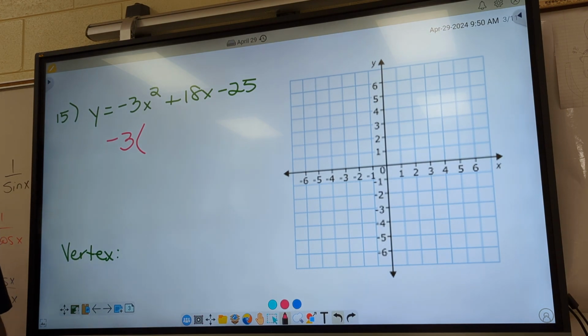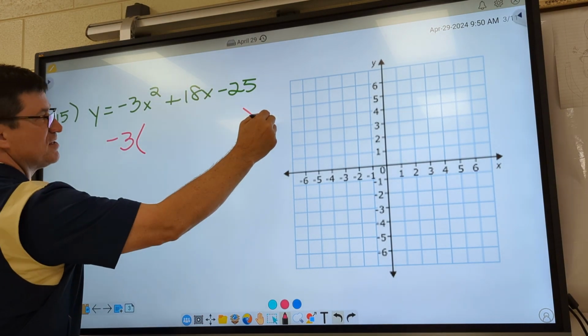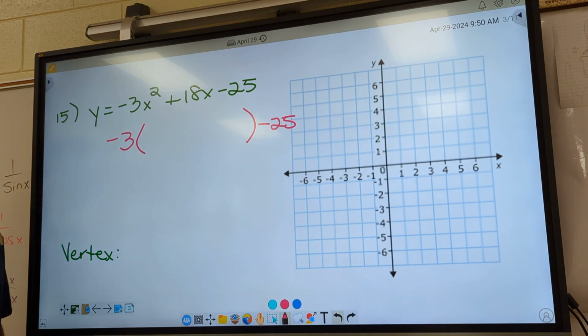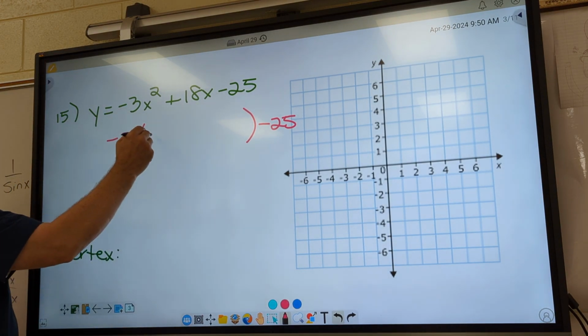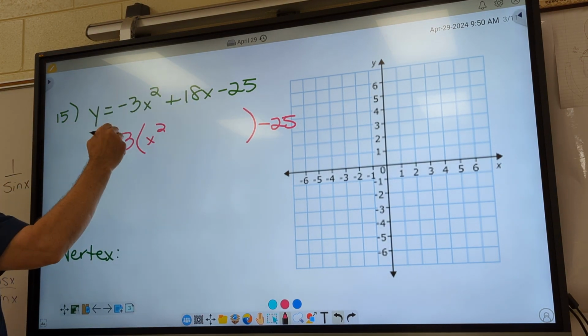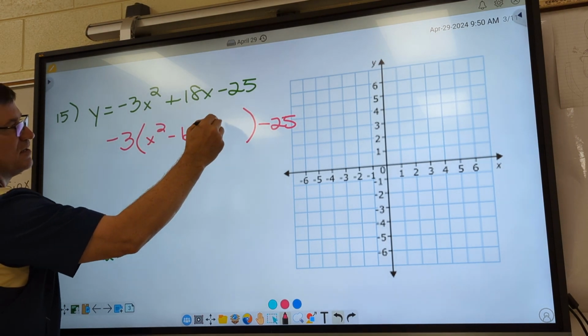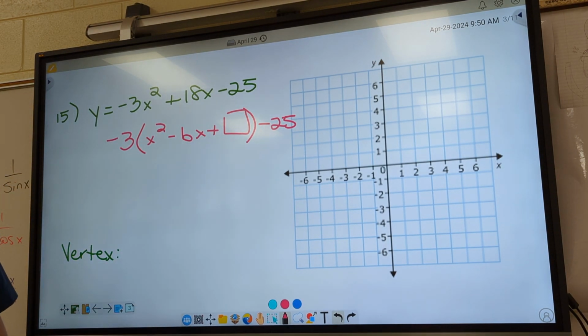But, Cody, we don't divide the numbers. Sorry, we only divide the numbers in the group. We don't divide the 25. I just need y'all to bring that down. All right, so I got an x squared. 18 divided by -3 is -6. Then put your box. All right, y'all fill in the box.